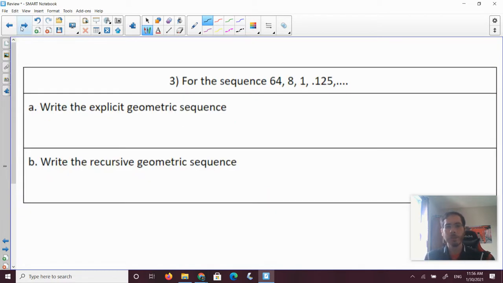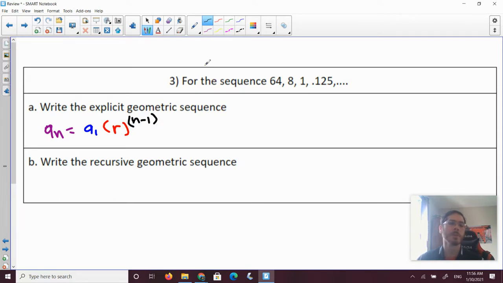Number 3, we've got a sequence. So we just have to write the two forms. So the explicit form is the one where we could plug a number in and get the answer. I want to use the same colors that they do. So yeah, A sub n equals, and we're going to have A sub 1 times r to the n minus 1 power.